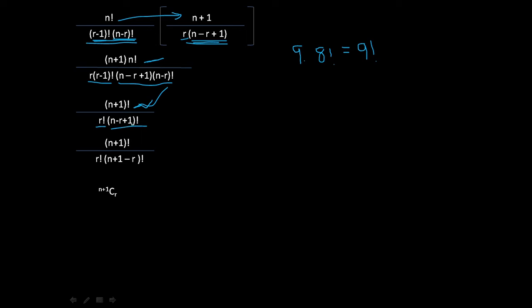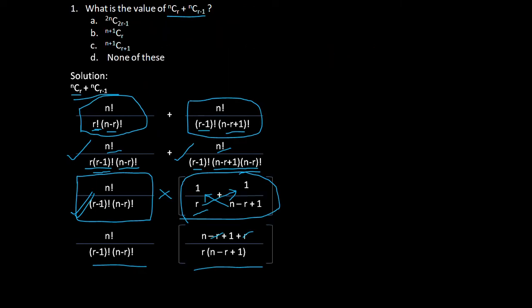Now we are shifting the 1 to this place, and bringing r to the place of 1. What comes? n plus 1 factorial divided by r factorial into n plus 1 minus r factorial. So can we not rewrite this as n plus 1 Cr? Of course we can write it that way. So this is the answer. So n plus 1 Cr is our answer.